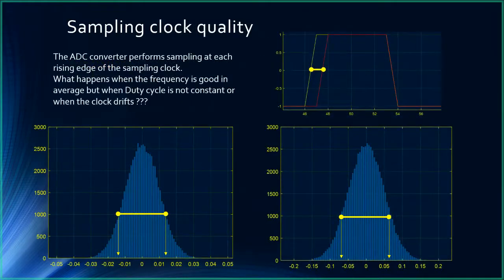Another very important thing is the clock quality. So what do I mean here? I said that the samples must be taken at a constant rate, and that is the sampling rate. In case the clock that generates the ticks is not accurate enough or is drifting, I will show you here what the consequences are.